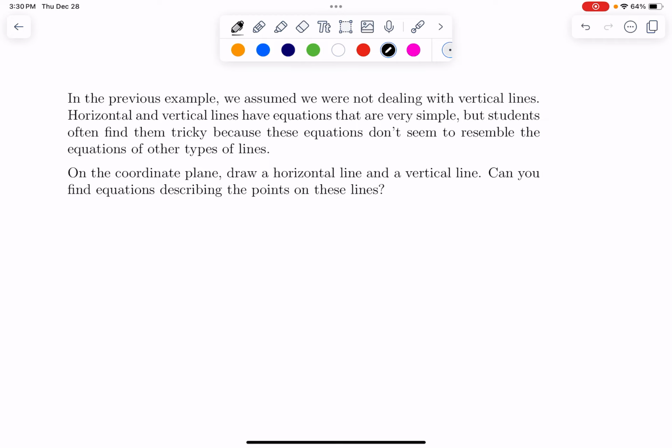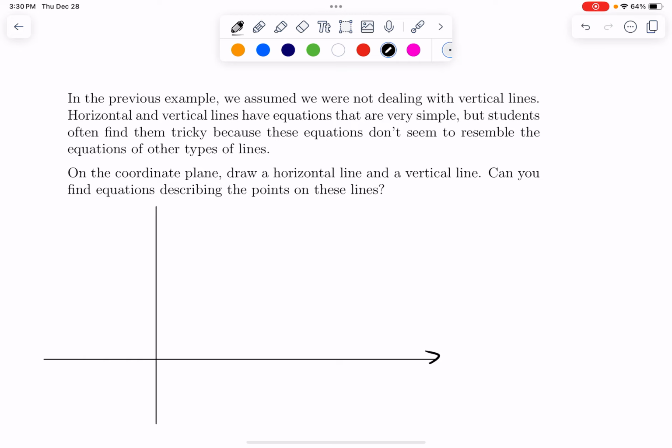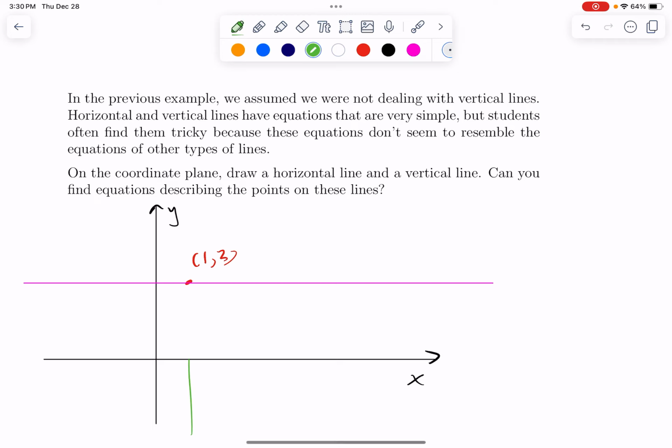So think about a horizontal line and a vertical line. Let's suppose here are my x and y axes. Let's suppose here's the point (1, 3). There's a horizontal line like this going through that point. And there's a vertical line like this going through that point. Can we come up with equations for these lines? They're actually very easy. And some students get tripped up because these equations are so easy that they feel hard. They're unfamiliar because they're so simple.